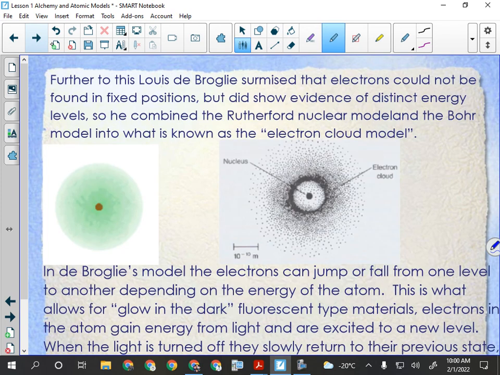Okay? The person whose model does is de Broglie. So de Broglie is important because his model is our currently accepted model of the atom. Okay? The de Broglie or electron cloud or quantum model is what we currently accept. So electron cloud, by de Broglie.